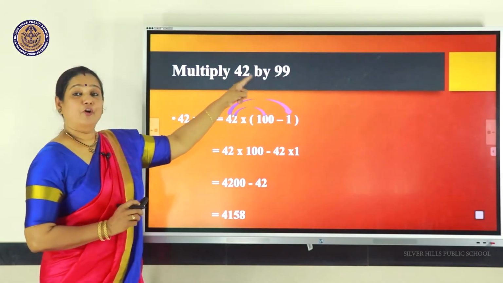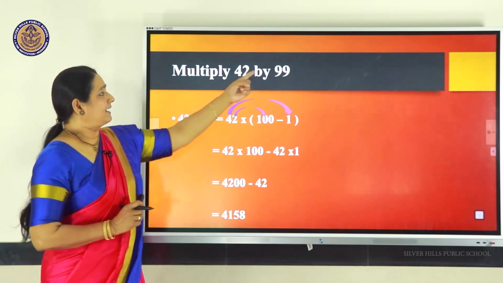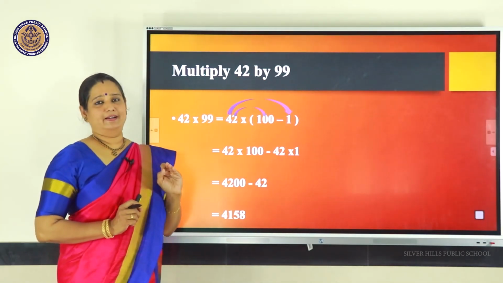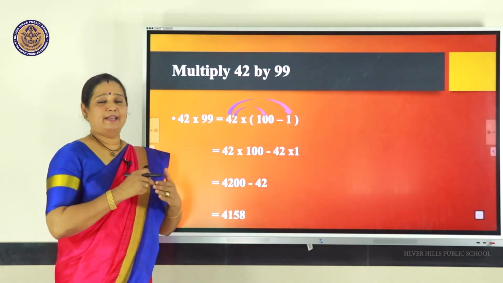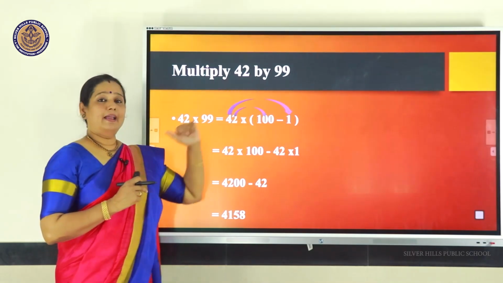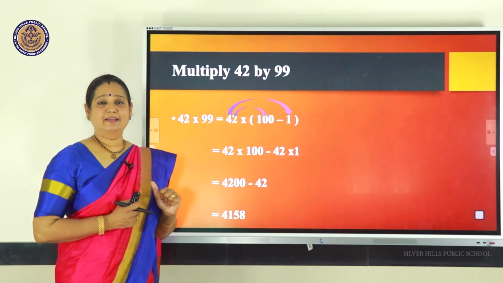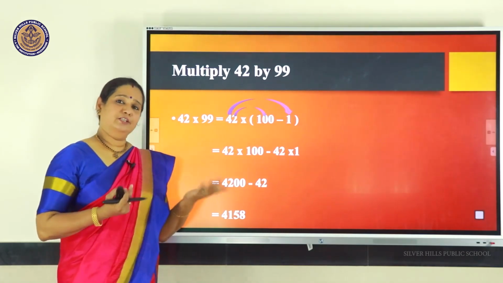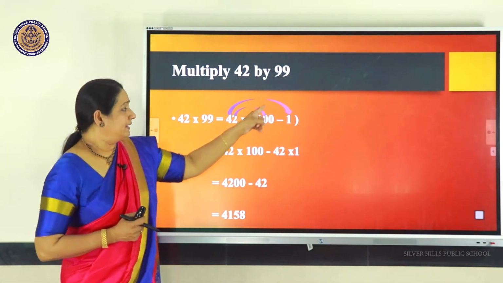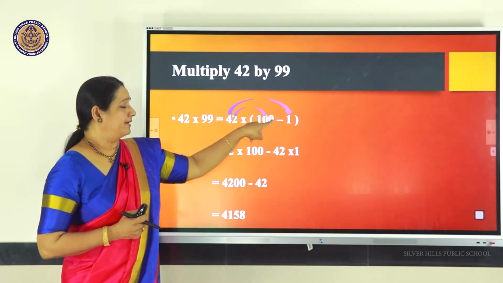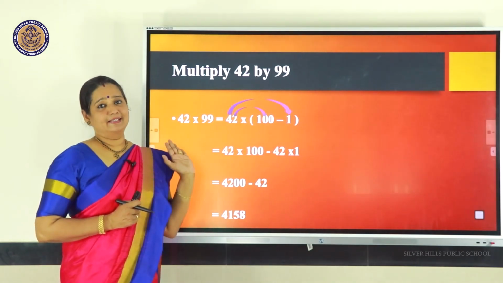Multiply 42 by 99. Here 99 is very close to 100. That means you can break 99 either by 100 minus 1, or 90 plus 9. That is also correct. But here we have applied 100 minus 1 is 99.